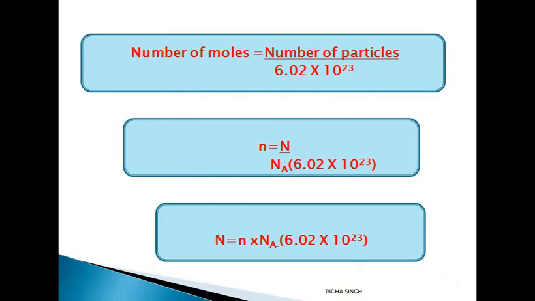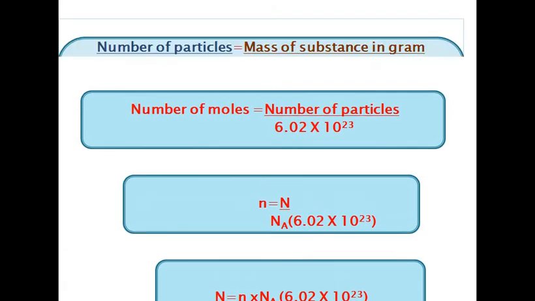If you have to calculate the number of moles through the number of particles, it is the number of particles upon Avogadro's constant. It can be written like this also: small n is equal to capital N upon Na, where small n is the number of moles, capital N is the number of particles, and Na is Avogadro's constant. You know this. And suppose you have to calculate the number of particles, then again you can easily calculate it by multiplying the number of moles with Avogadro's constant.